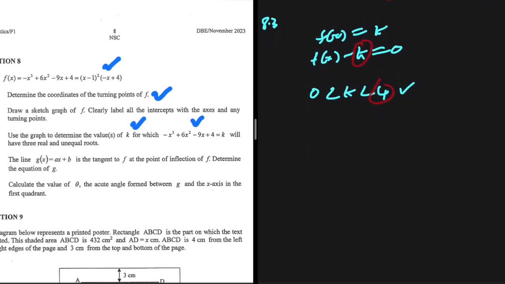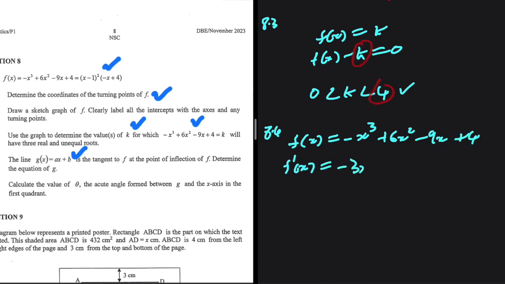Let's move to 8.4. In 8.4, the line g(x) = ax + b is the tangent to f at the point of inflection of f. Determine the equation of g. For the point of inflection, we can easily find the x value, so let's do that first. f(x) = -x^3 + 6x^2 - 9x + 4. If we differentiate this, f'(x) = -3x^2 + 12x - 9.